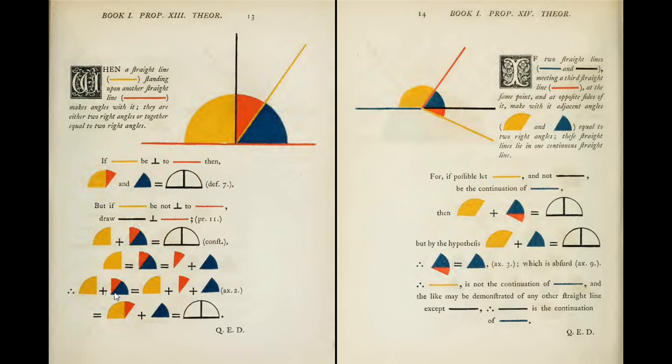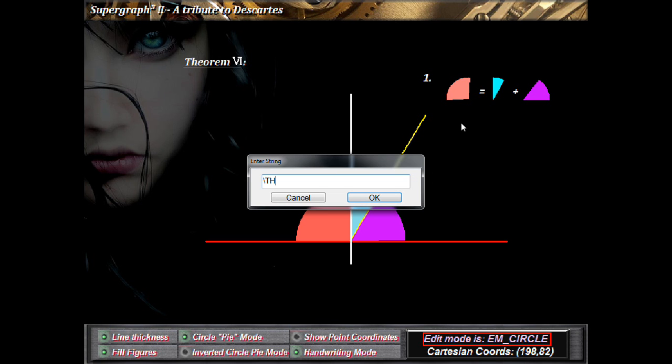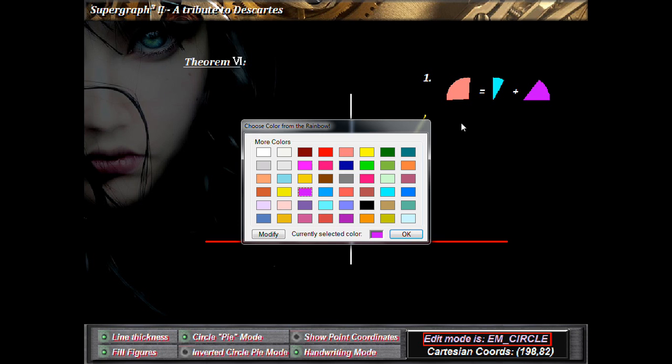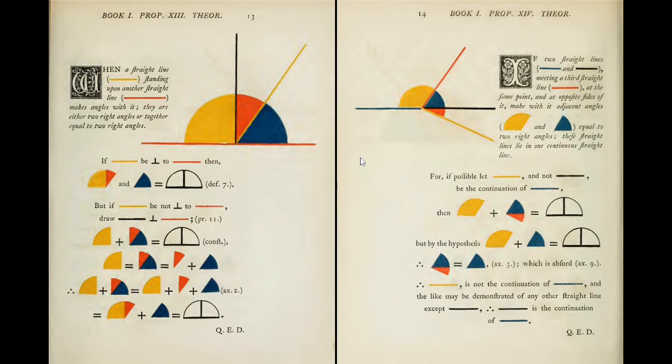Okay, now what we can, so therefore, according to axiom 2, so what's axiom 2?